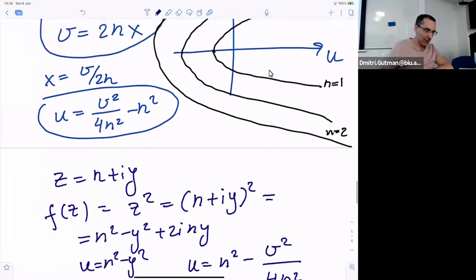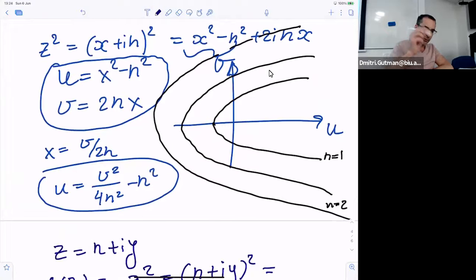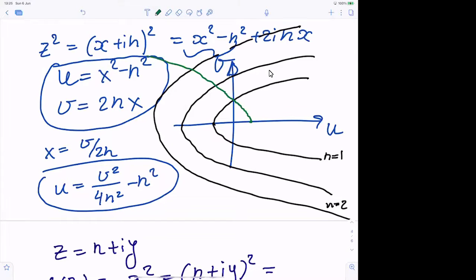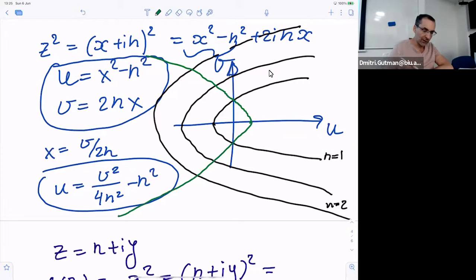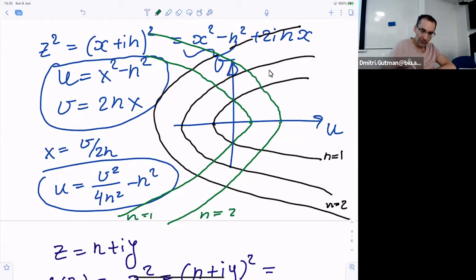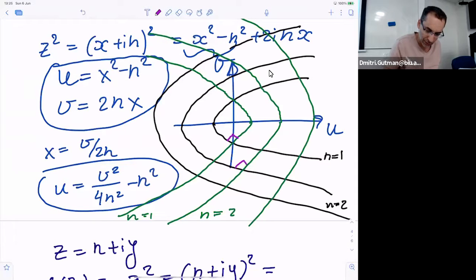It also looks like a parabola, but these parabolas are reflected with respect to the v-axis. So let me try to draw them. For n equal 1, the green parabola will start here and will go there. Then there'll be green parabola number 2, for n equal 2, and then a green parabola number 3. I try to do my best, but the point is that if you now look at the angles between these curves, what must they be?